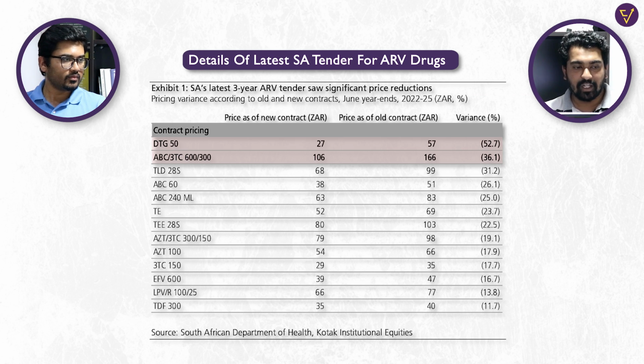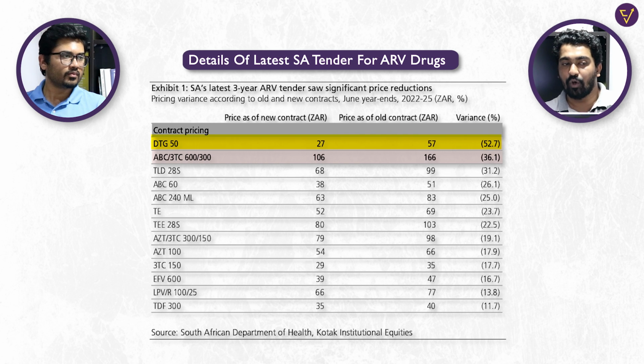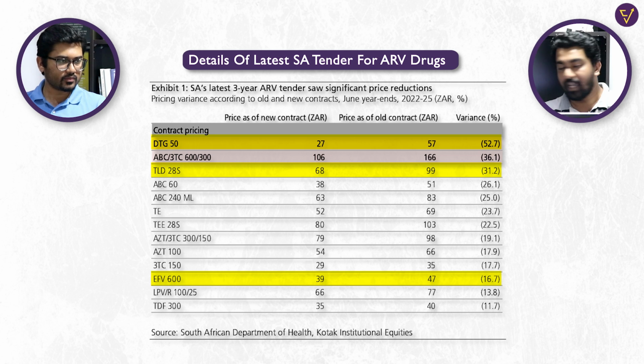So if we look at the pricing for the South African tender, which came out recently, DTG, which is their major molecule for Laurus, there has been about a 50 to 53% decline in the pricing of DTG. In TLD, there has been about a 31% decline in pricing. EFV 600, which is also an important drug combination for the company, there has been a 16-17% decline in the pricing. Right. And what happens is that the tenders for these bodies usually move in similar directions.